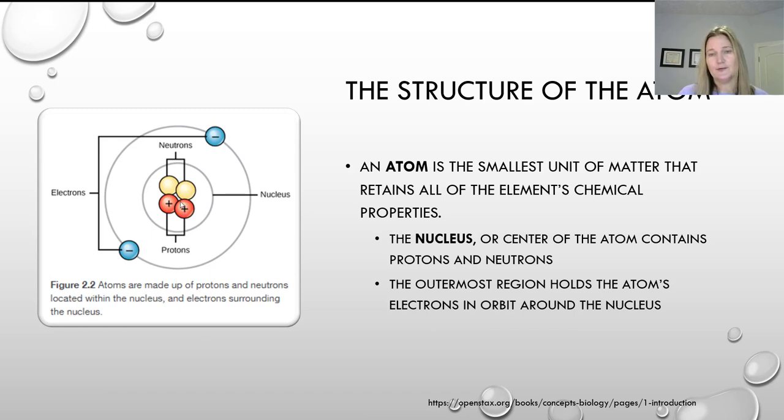And it has 2 protons in the nucleus. It also has 2 neutrons located in the nucleus. And then orbiting the nucleus are 2 electrons. Okay.